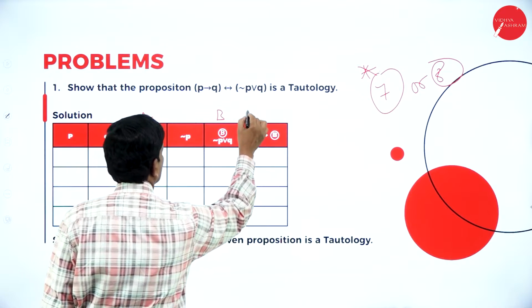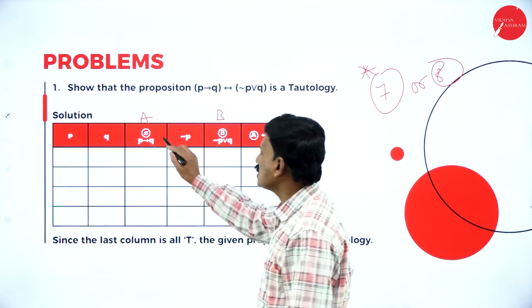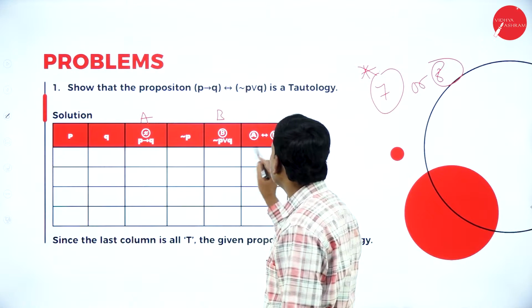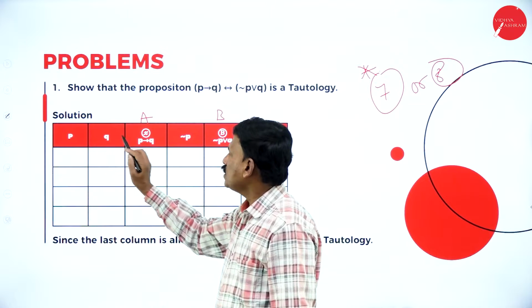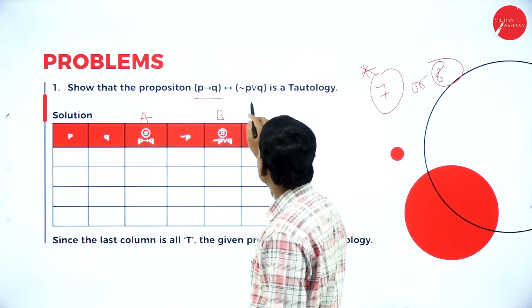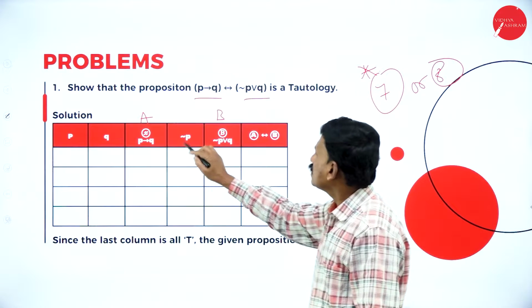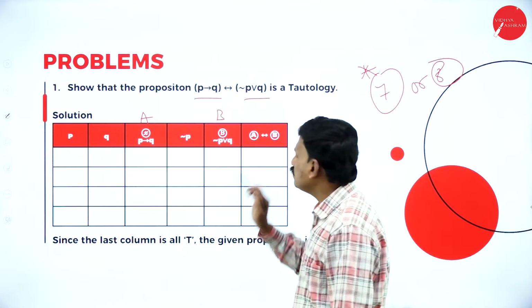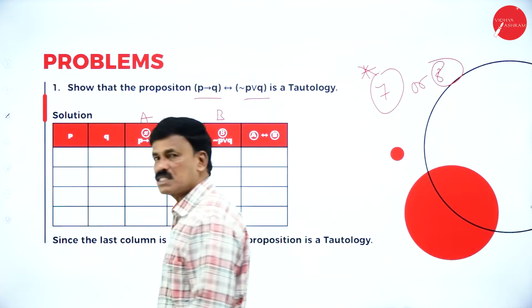Now, we can give the biconditional for these two statements A and B, A biconditional to B. Now, listen to me. The columns are P, Q, P conditional to Q, then negation of P, then negation of P disjunction Q, and then the biconditional of A and B. Now, let us write down the truth values for this.